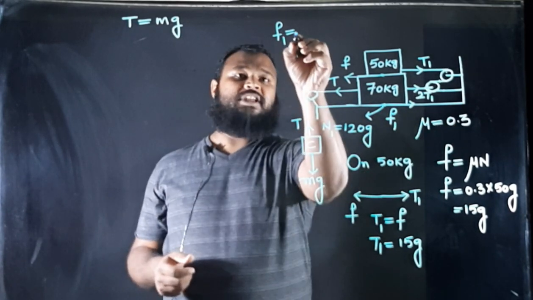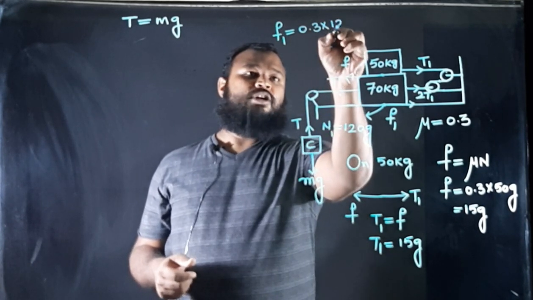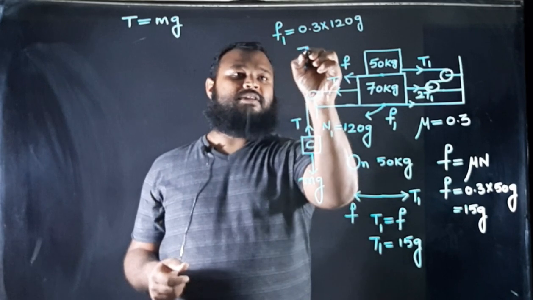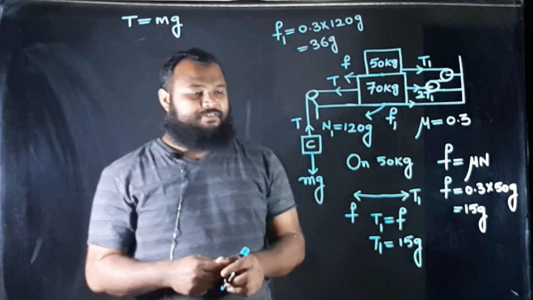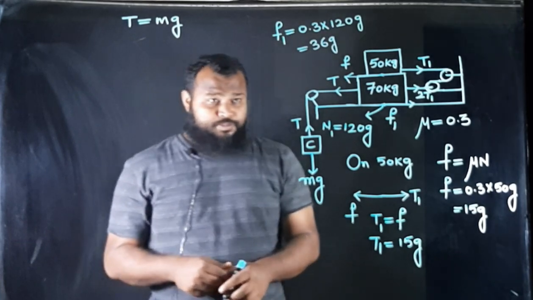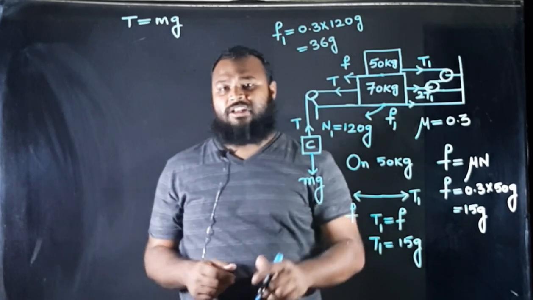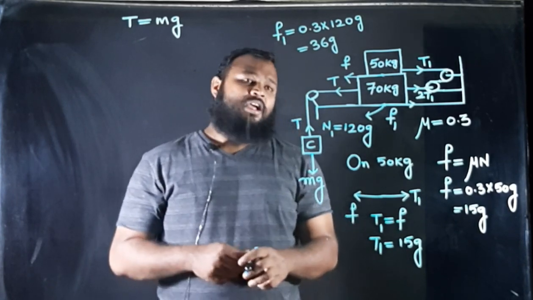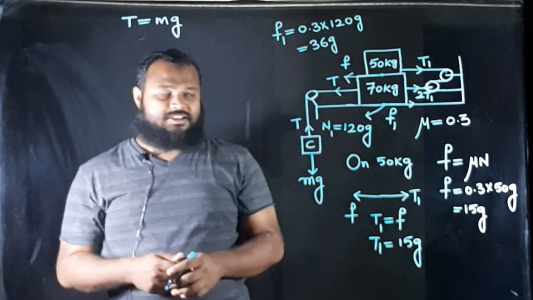Then F1, which is the limiting value of friction between 70 and ground, is mu times normal reaction. Mu is 0.3 for all the surfaces. So 0.3 into the normal reaction 120g, then it becomes 36g, which is the value of F1. So we got F1, we got F. Since F is T1, we also got the value of T1. Let us write the equilibrium of 70 kg and you will get the answer.